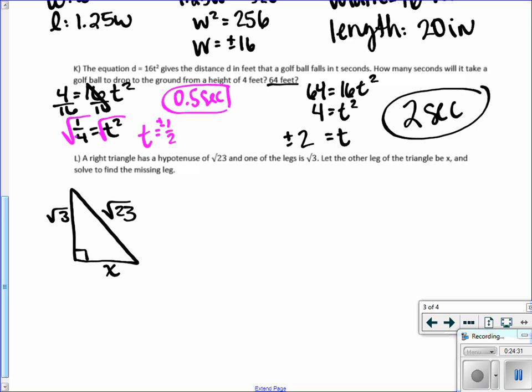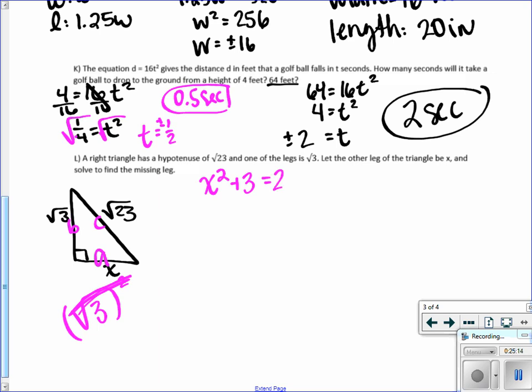Remember how to solve things with right triangles. A squared plus b squared equals c squared. So that means we're going to have x squared plus b squared, so the square root of 3 squared. What do you get if you have the square root of 3 squared? 3. If you're squaring something that is square rooted, they cancel out. So we're left with just the 3.